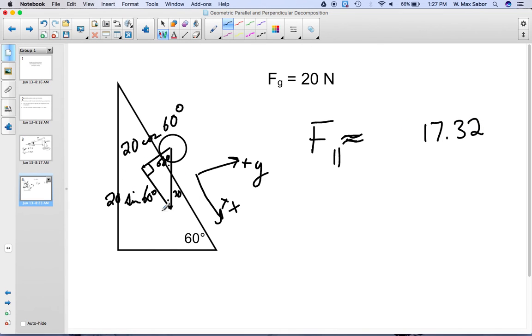And that is a positive direction because it's down the ramp. Downward the ramp was what we assigned to be positive x. The perpendicular component of the force due to gravity is in a negative direction, and it's based off of 20 cosine 60. So cosine of 60 is a half times 20 gives us negative 10 newtons. So this is how we geometrically decompose a vector into its parallel and perpendicular components.